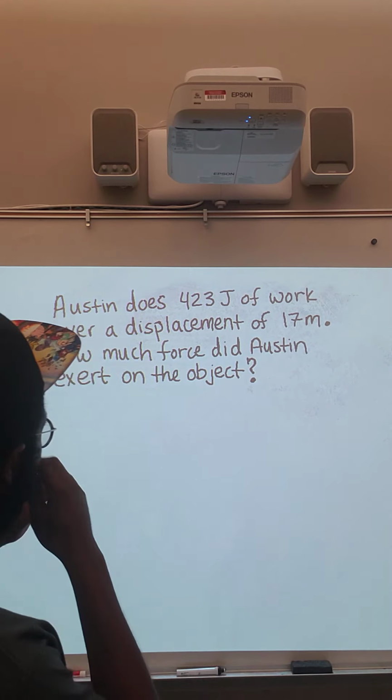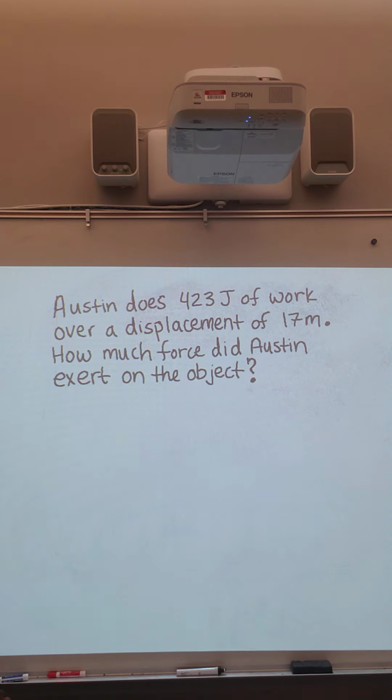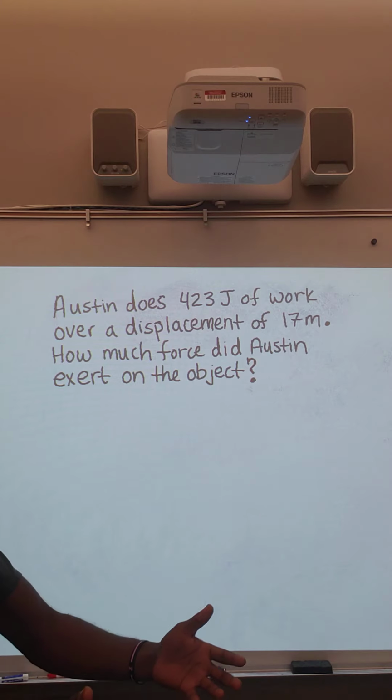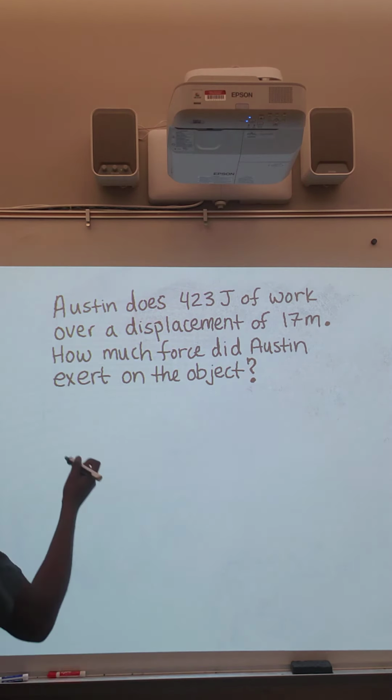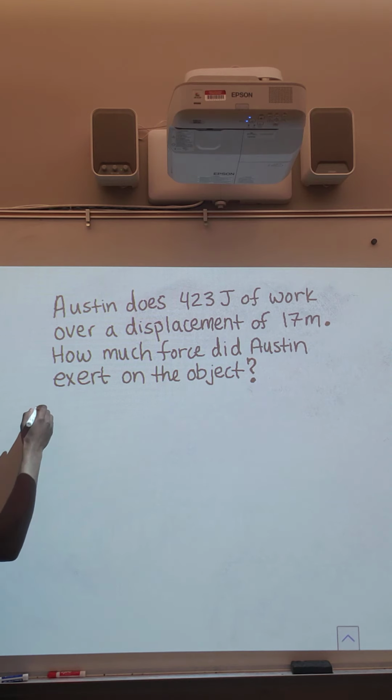All right, so we've got a problem here. It says Austin does 423 joules of work over a displacement of 17 meters. How much force did Austin exert on the object, the object that he did work on? Let's go ahead and write out the ICE method.